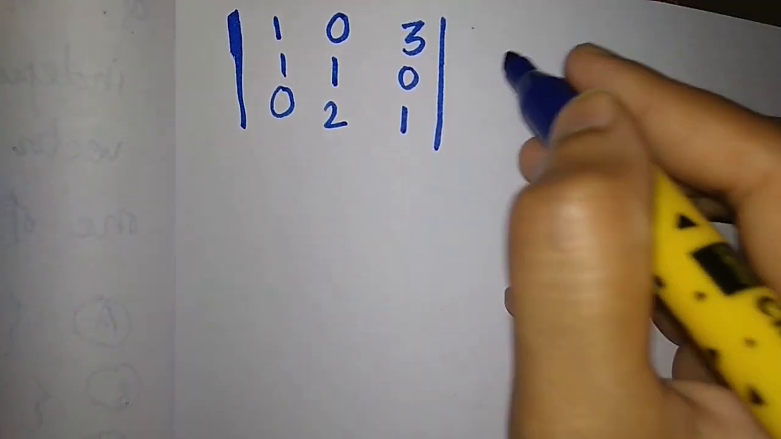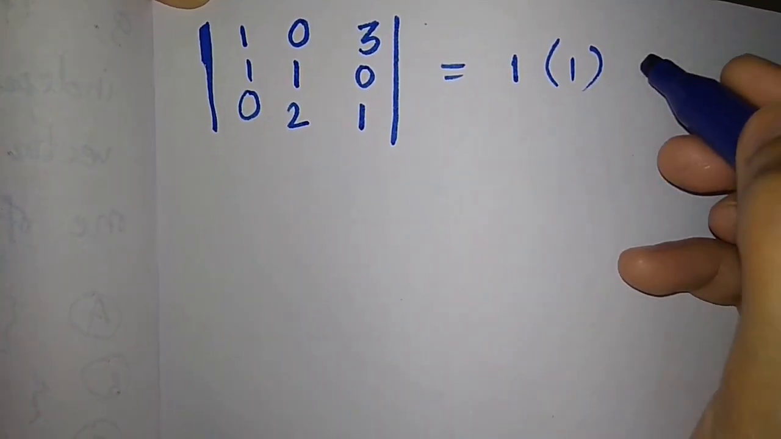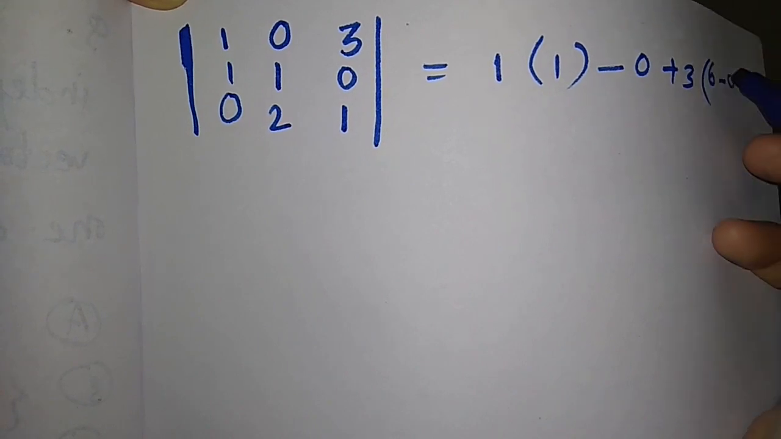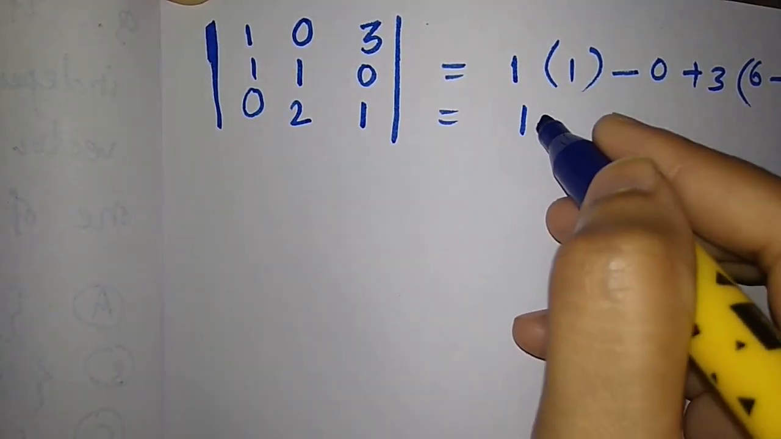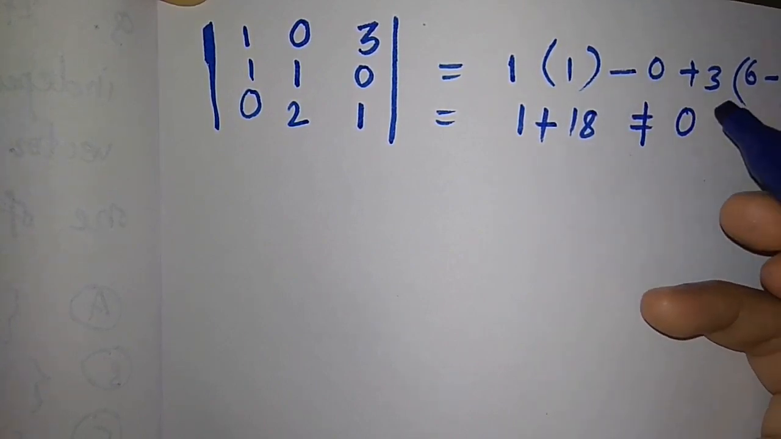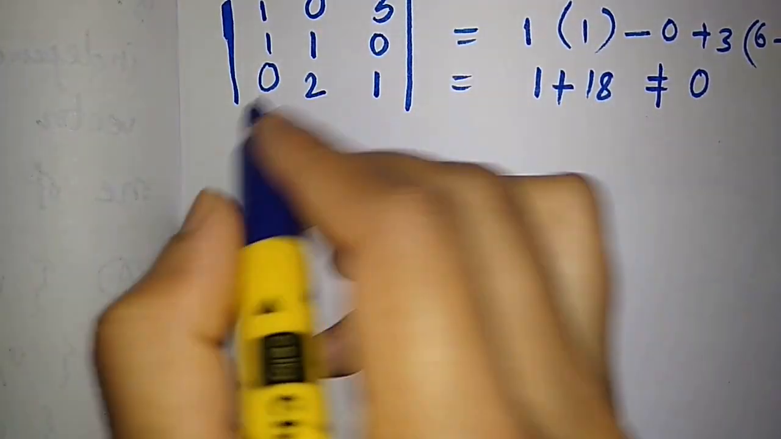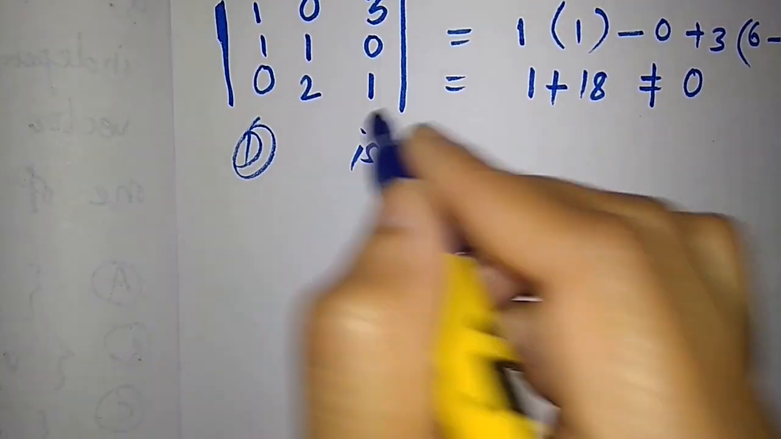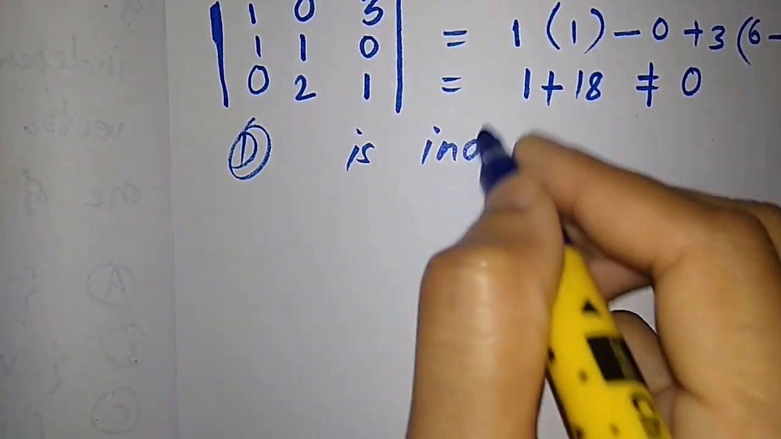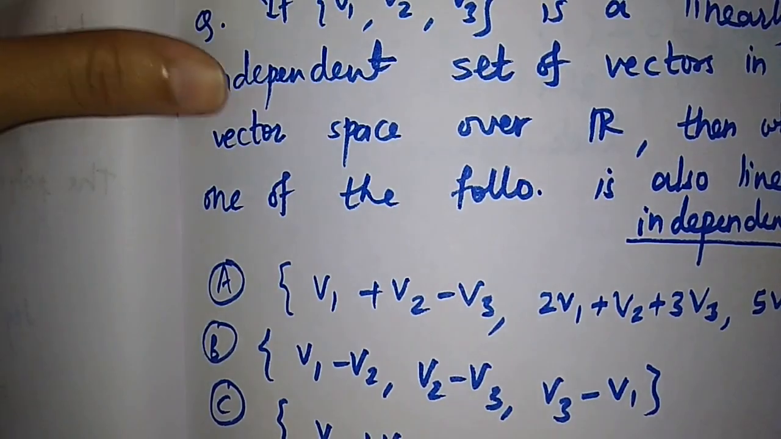Just take the determinant of this. So this is equal to 1 into 1 minus 0 plus 3 times, this is 6 minus 0, so it is 1 plus 6, which is not 0. We just want a non-zero quantity to show that this is linearly independent. So the set given in D is independent, and hence option D is the correct option.